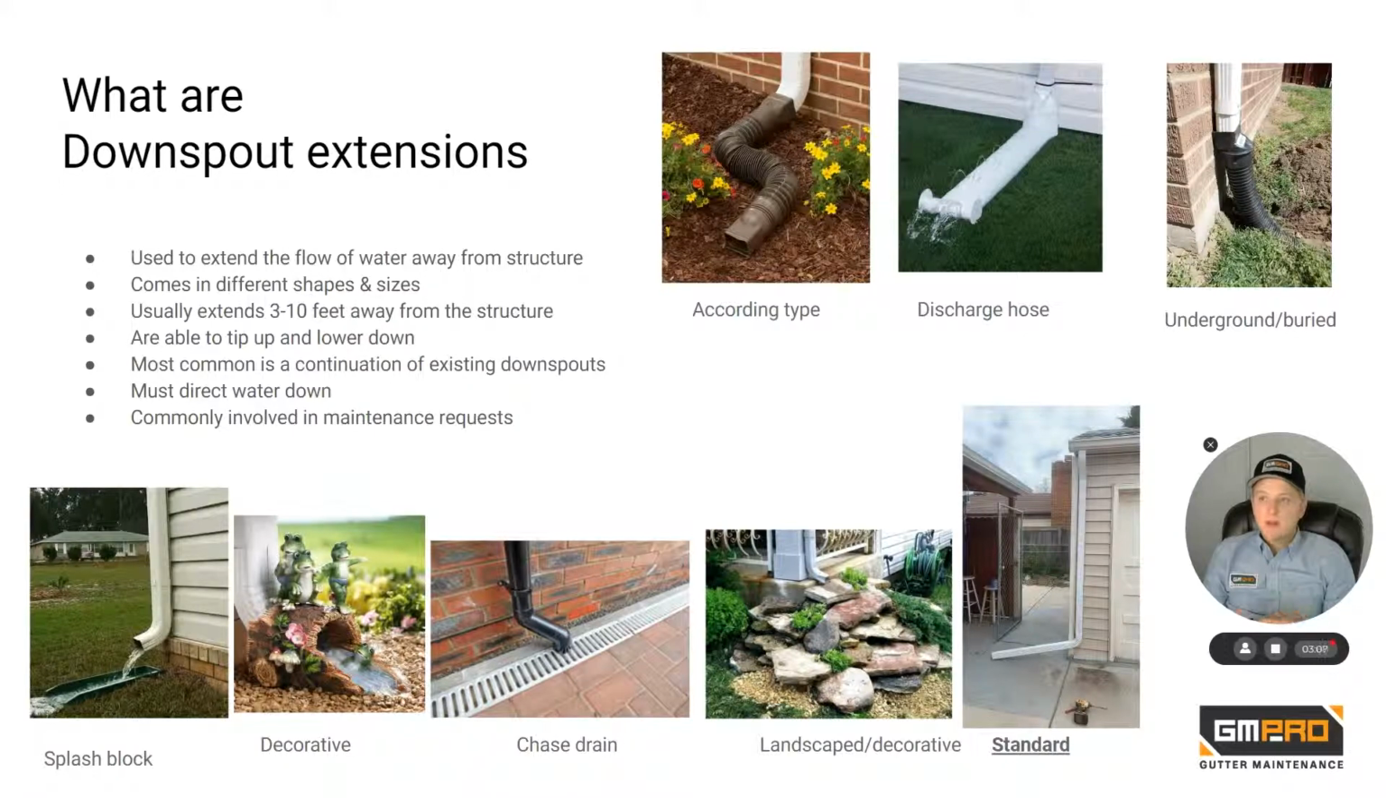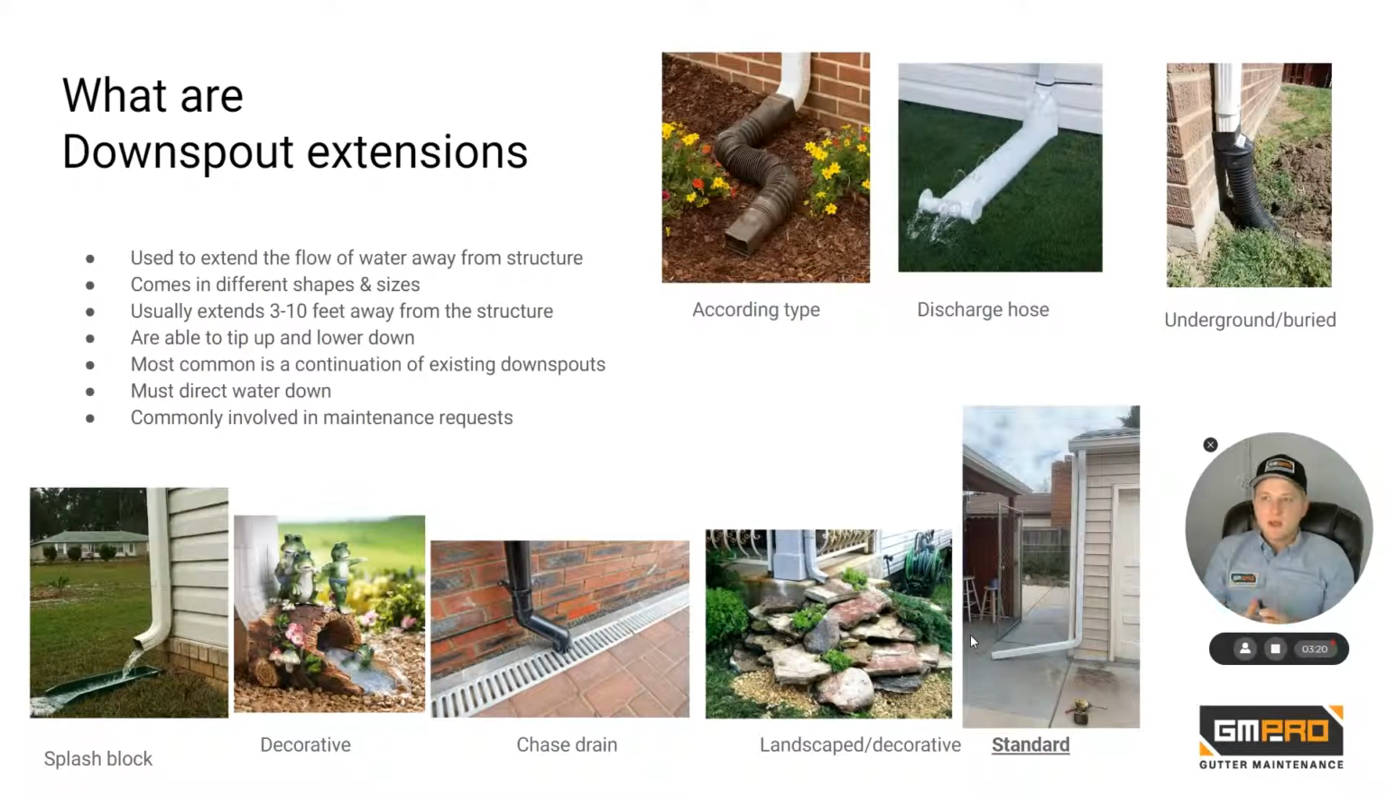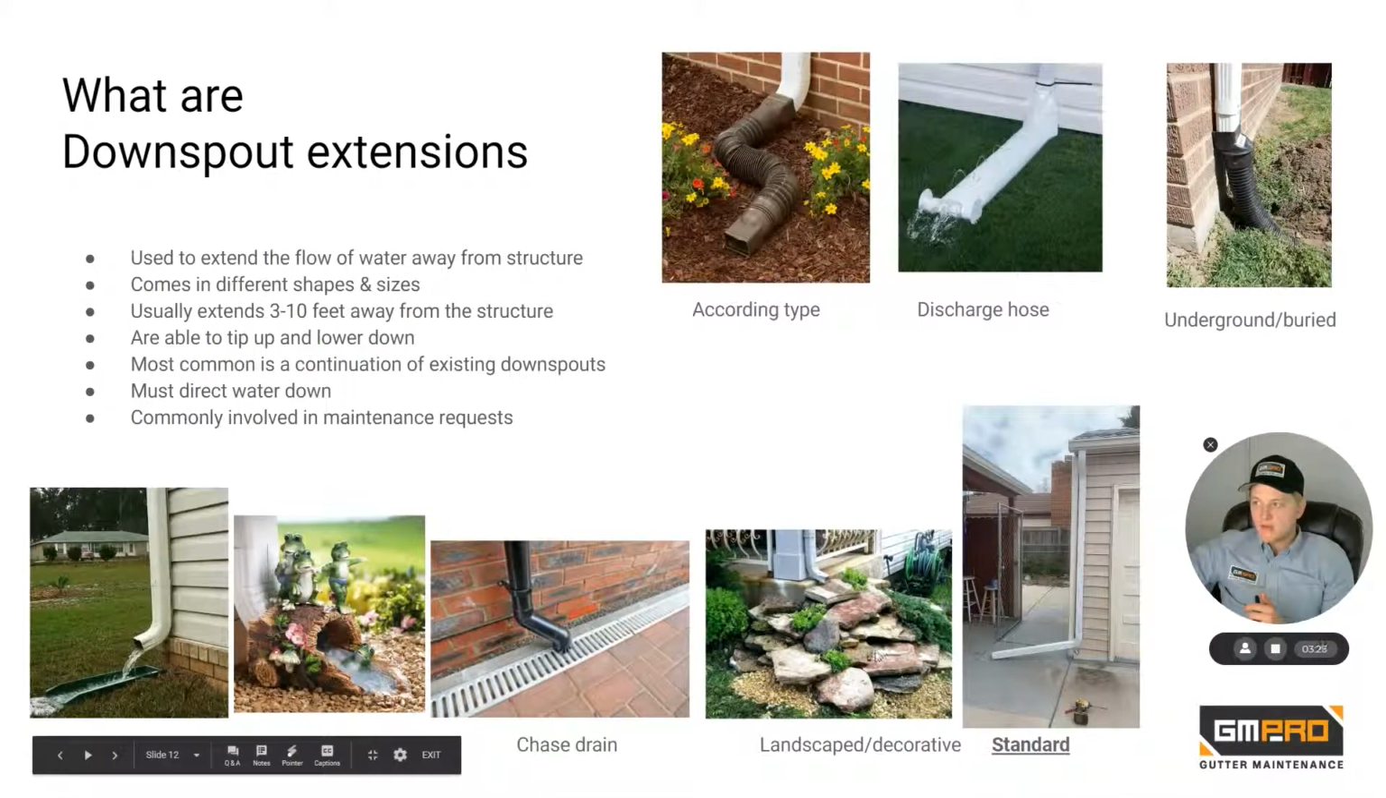The most common is a continuation of an existing downspout. As you can see here, this here is an extension, and this is the downspout. So this is a continuation of the existing downspout. It all blends in. It all looks like it's one piece. It must direct water down, so it has to be at an angle. As you can see here, this part is higher and this is lower. It's directing water down, and they are the most commonly involved in our maintenance calls.